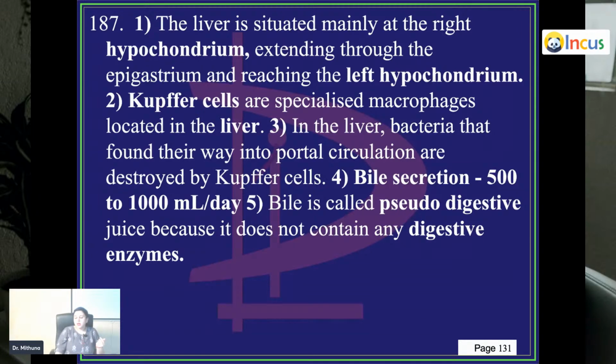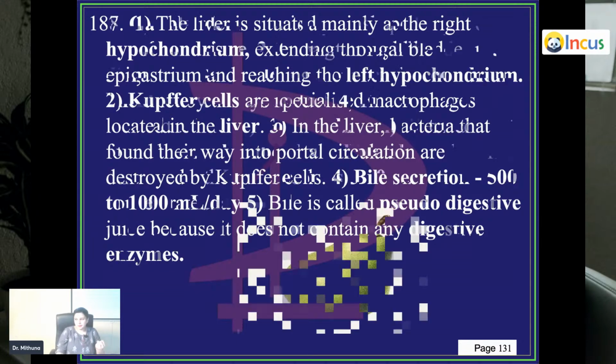Bile secretion: hepatocytes secrete 500 to 1000 ml per day. That's like half to 1 liter per day. Bile is also called pseudo digestive juice because it does not contain any digestive enzymes. Bile के अंदर digestive enzymes नहीं, it has bile salts, it has bile pigments. There are no digestive enzymes, but it helps in metabolism of the fat. So it's called pseudo digestive juice because there are no enzymes.